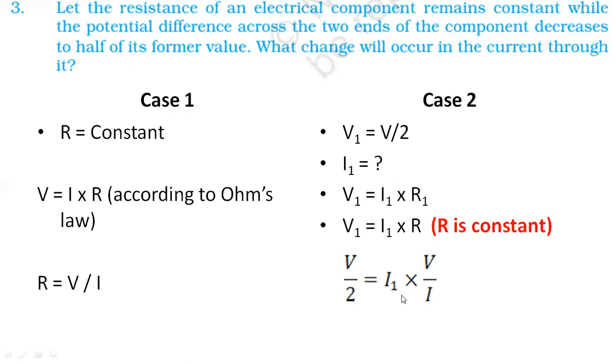Now let us try to cancel. If some values are common, we'll cancel them. You can see V is available on this side as well as the other side. So we can cancel this V. V and V are cancelled, and I will shift this I to the other side. So it will become I by 2. V and V are cancelled, and I1 value would be equal to I by 2. So I1 is equal to I by 2.